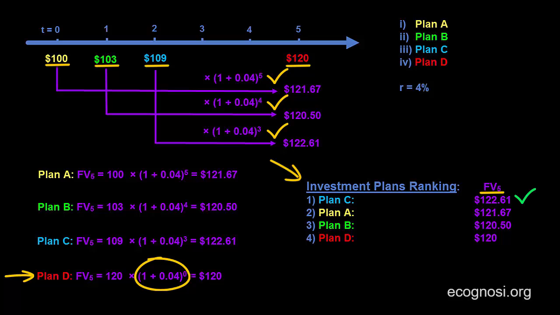And because I don't want you to lose track of what's going on over here, what we're basically saying is that if I choose plan C, that is receive $109 at t equals 2, and afterwards invest those $109 for 3 more years up to year 5 at the 4% interest rate given by the exercise, then I will end up with a higher value than if I do the equivalent thing with any of the other investment plans.